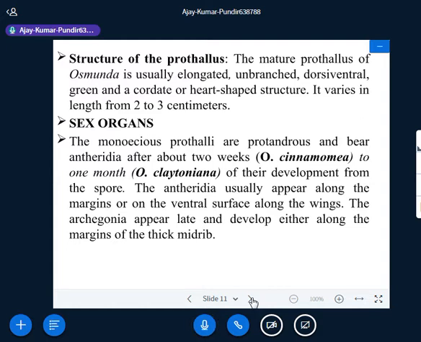Remember, the prothallus is green. Due to the presence of chloroplasts, it is green in color, photosynthetic, multicellular, and mostly heart shaped. In the case of Osmunda, the prothallus is also heart shaped. So the presence of a heart-shaped prothallus indicates the leptosporangiate character of the fern.